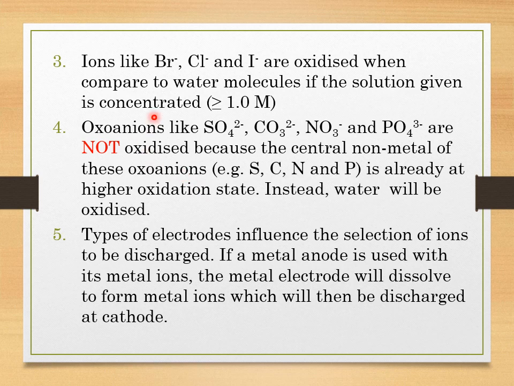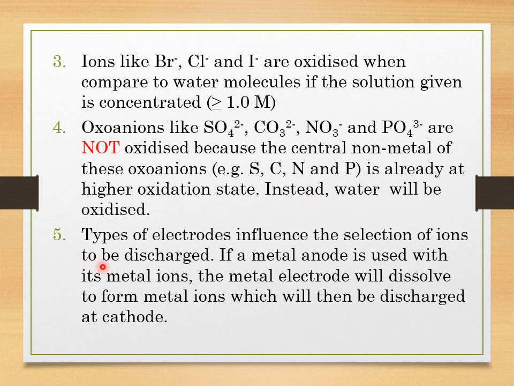Next. Number 3: ions like Br minus, Cl minus, and I minus are oxidized when compared to water molecules, if the solution given is concentrated, that is more than 1 molar. So concentrated solution is 1 molar and above. Less than that is dilute. Number 4: oxo anions like sulfate ion, carbonate ion, nitrate ion, and phosphate ions are not oxidized because the central nonmetal of these oxo anions is already at a higher oxidation state. So here, water will be oxidized.